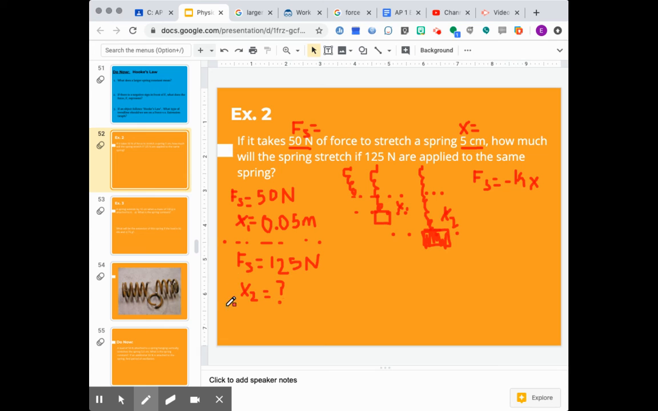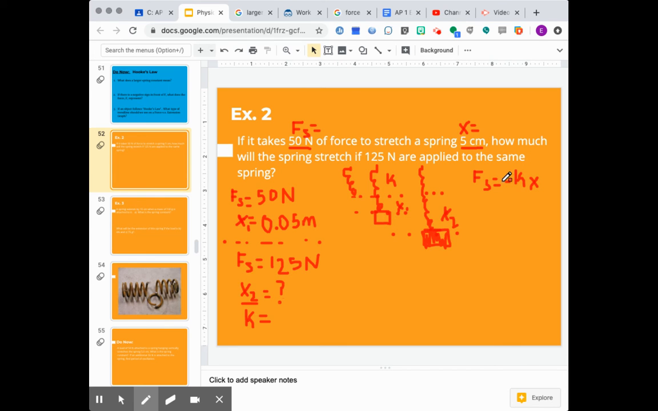So in order to find the new stretch distance, we must first use Hooke's law. We know that if 50 newtons is applied, the stretch or extension is 0.05 meters. So using that information, we can find the spring constant, K. We can find the rigidness of the spring. If we know the rigidness of the spring, we can then find the new extension when more force is applied. So I'll use the information from the first scenario to determine K, and then we will use that K value to find the new stretch distance.